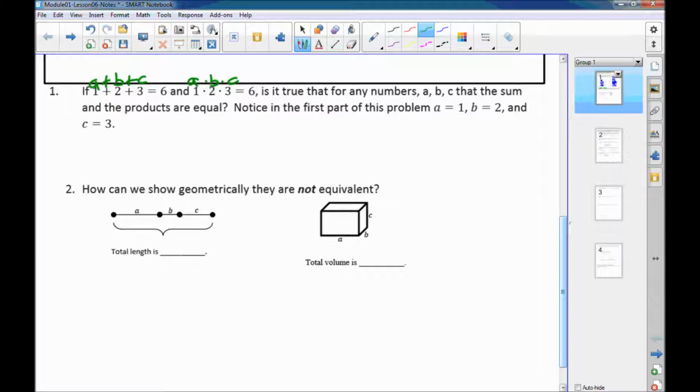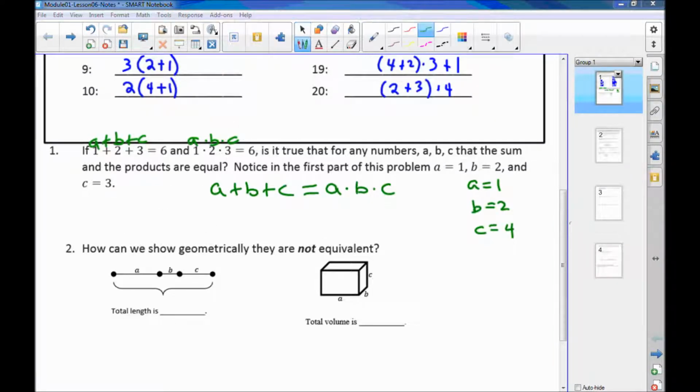So we want to know if that always works. So is a plus b plus c always going to be equal to a times b times c? Well, this is easy to prove false because all we have to do is come up with some other example that doesn't work. And we can leave a and b be the same. So we could say a is 1, b stays 2, but let's make c be 4 this time. And we'll prove that this does not work.